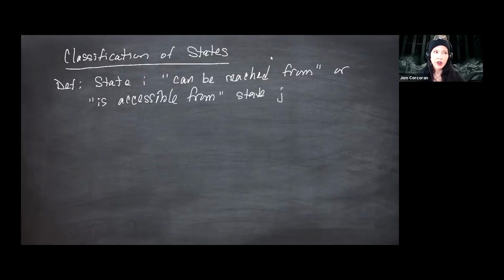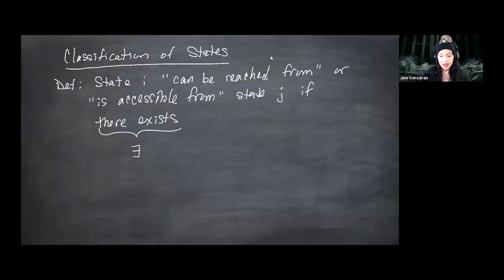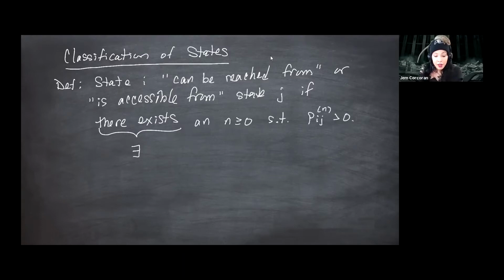I'm going to start using more math notation, which most of you are quite familiar with, but I know some of you aren't. So we write this kind of with a backwards capital E. If there exists an integer n greater than or equal to 0, such that the probability I go from i to j in n units of time is positive. There may exist many such n, but we need at least one. So we can get there with some positive probability. And it doesn't have to be directly and does not have to be 1. Okay, so that is the definition of can be reached from or is accessible.